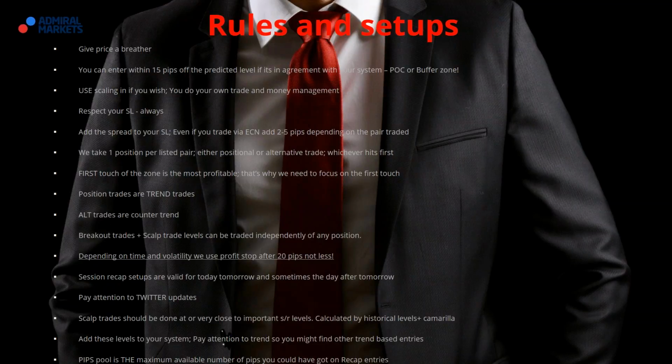Pay attention to my Twitter updates, and scalp trade levels should be done at or very close to important support resistance levels. All these trades are calculated by historical levels and Camarilla. Add these levels to your system. Pay attention to trend, so maybe you will find other trend-based entries, and the term pips pool is the maximum available number of pips you could have got on recap entries.